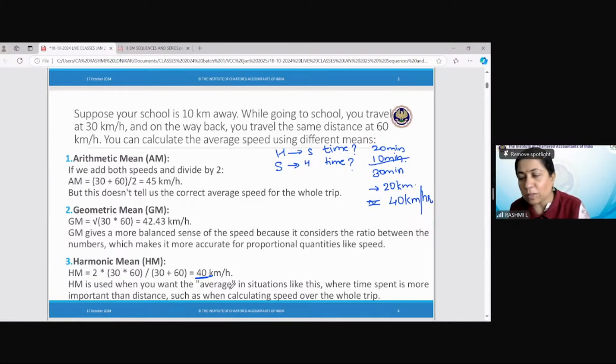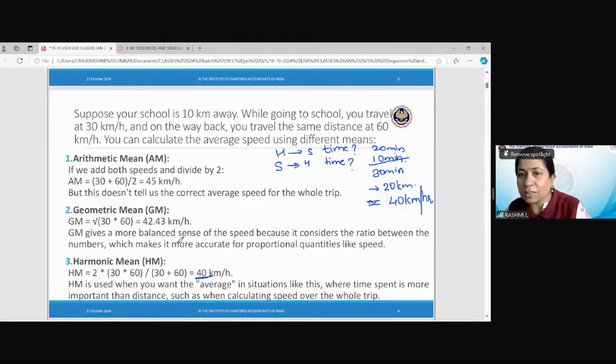So HM is used when you want the average in situations where time spent is more important than distance while calculating speed for the whole trip. Arithmetic progression, arithmetic sequences, arithmetic series are used when I want a general idea. I have a set of data and I just want to know in general what the trend is. At that time I use my arithmetic mean. Geometric mean is used when the ratios of the numbers are important, like when you're investing, when there is a compounding effect, that ratio effect. And harmonic mean, though it is more difficult to calculate, is going to give you more accurate answers.